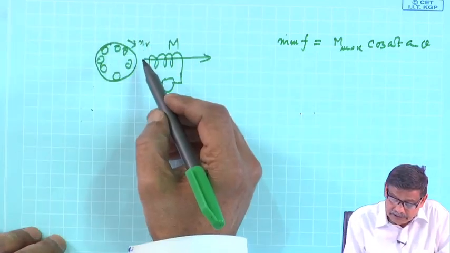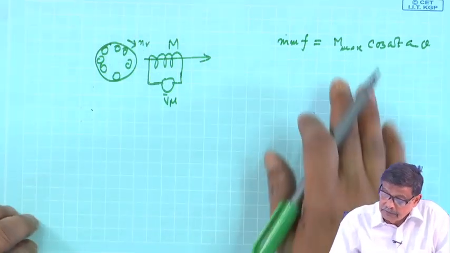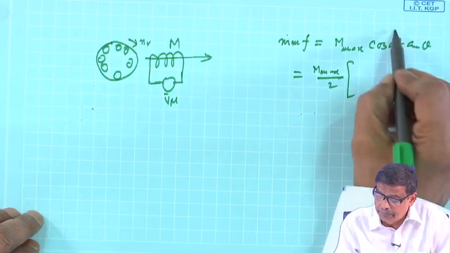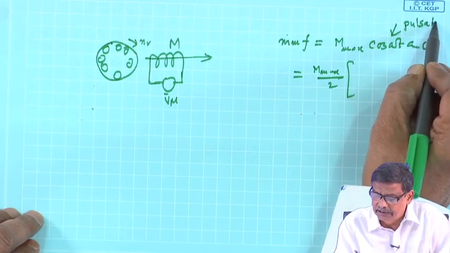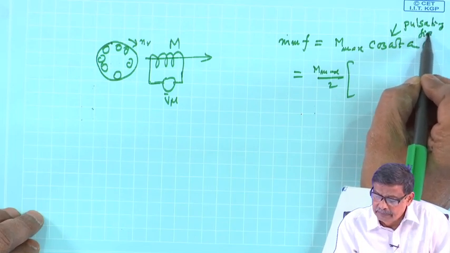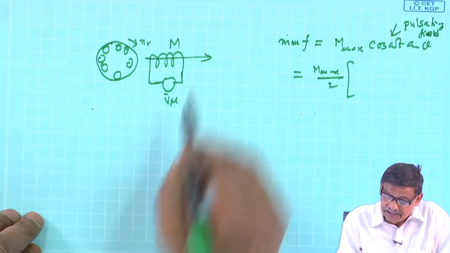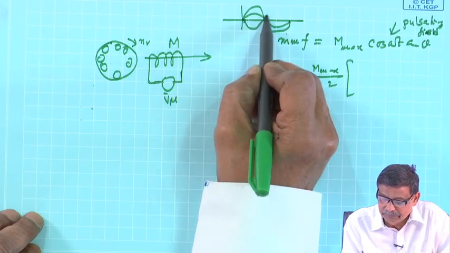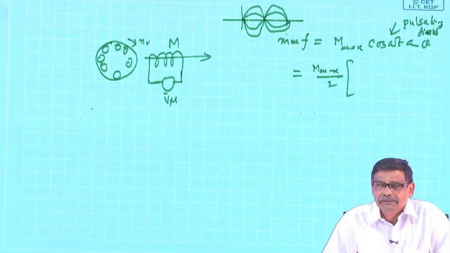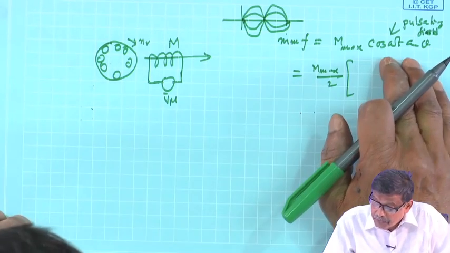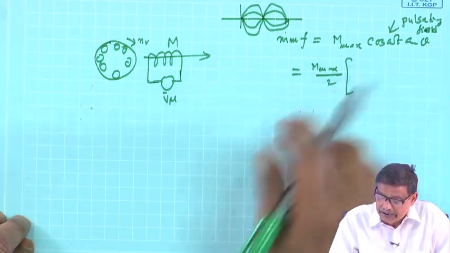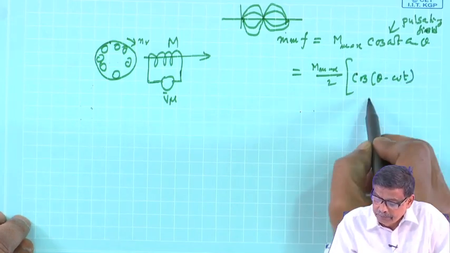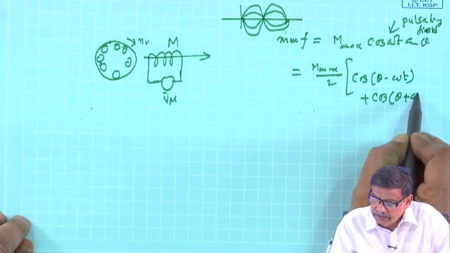At a distance, some theta angle, you get these values. This can be just broken up by 2 and then 2 cos; it is the pulsating field. Please look at that lecture, the standing pulsating wave. That is how the MMF distribution will be. You recall? No rotating business. But if you just manipulate it mathematically, divide by 2 and multiply by 2, you can write it as cosine theta minus omega t plus cosine theta plus omega t, is it not?